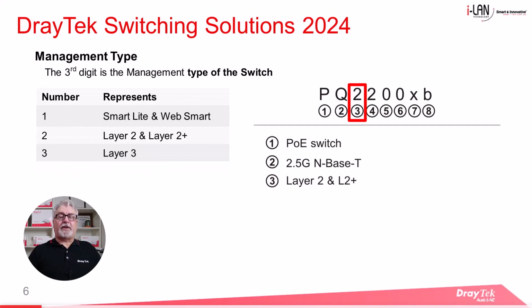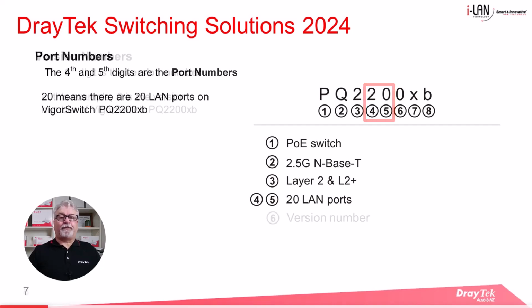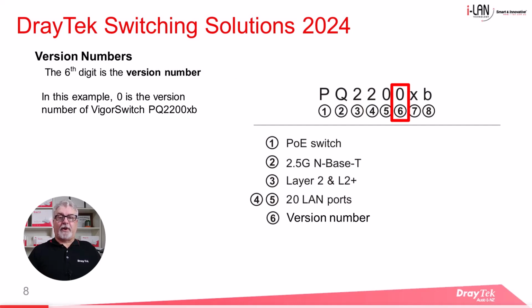Our PQ2200XB has a number 2 there, so we now know it features layer 2 and or layer 2 plus management. The fourth and fifth digits represent the number of ports, so our PQ2200XB has 20 ports. That doesn't necessarily mean they're all RJ45 UTP ports, but it gives us some idea. The sixth digit is the version number.